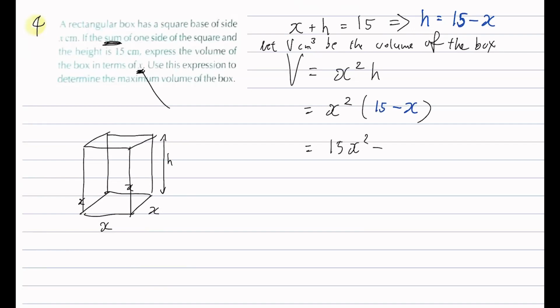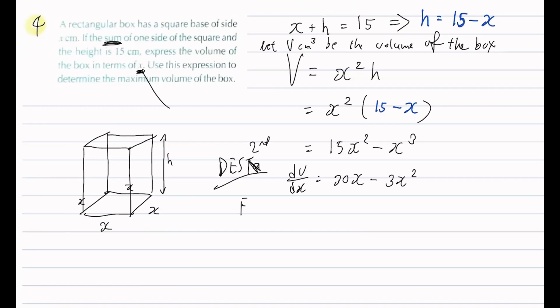15x squared minus x cubed. Okay, good. First part answered. Use this expression to determine the maximum volume of the box. I'll just go through this question. So standard procedure again is the first or second derivative test. So dV by dx, what do you get? 15 times 2, 30x minus 3x squared. What do you do next?